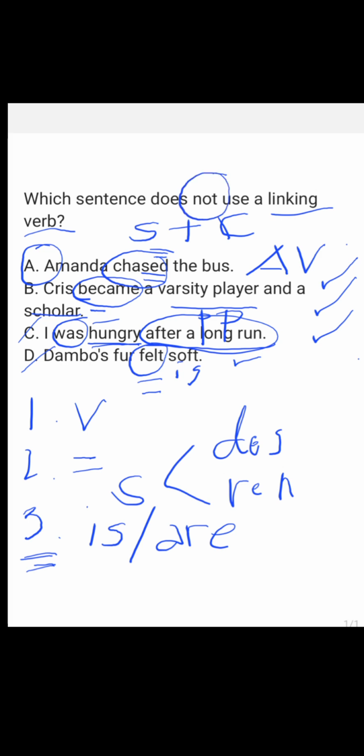You have to be very careful when you answer board exam questions, kasi mahilig sila sa not, sa except, or sa least. So that's it, teachers.